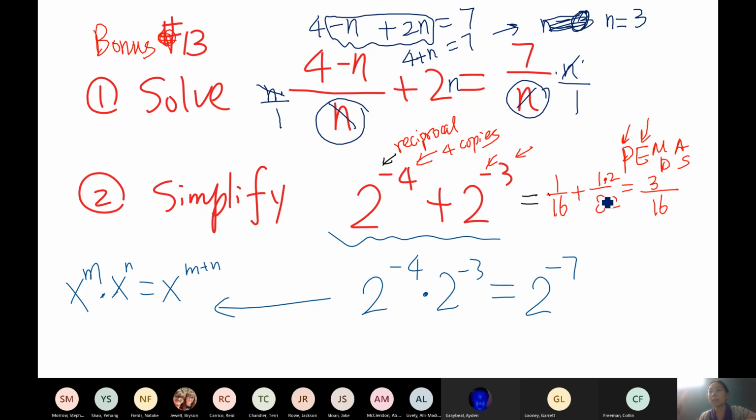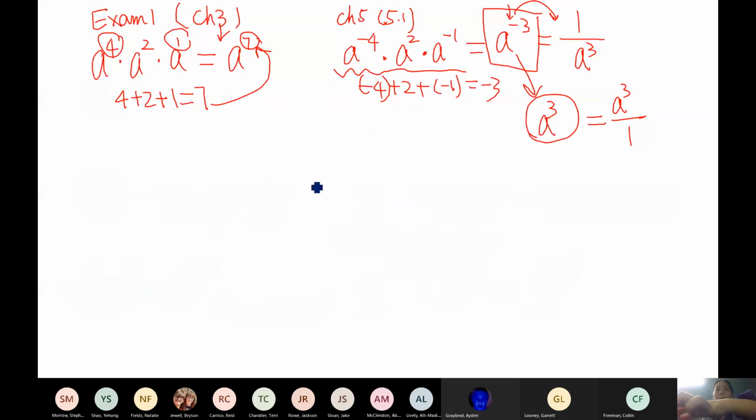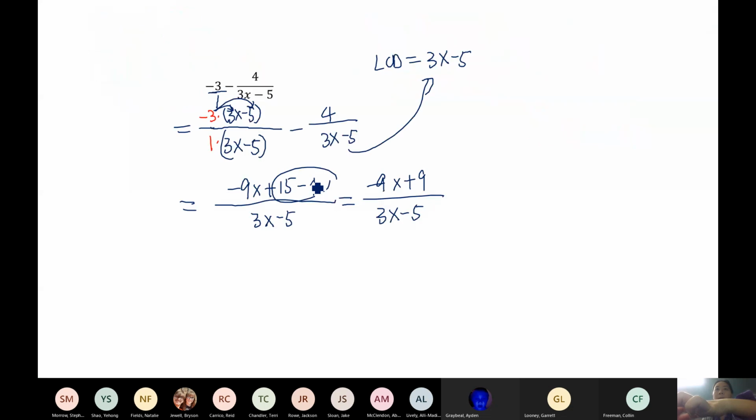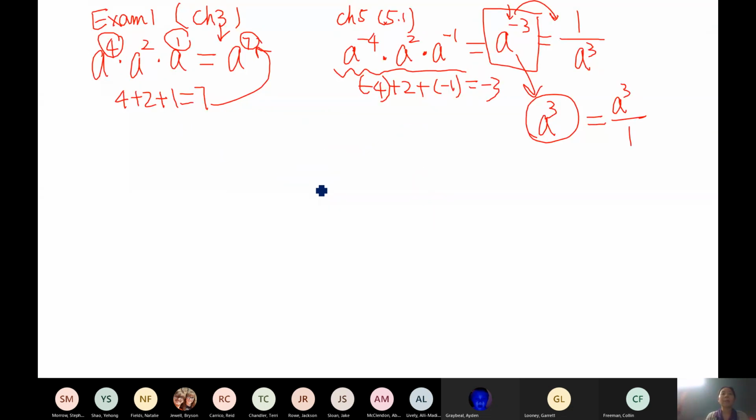Okay, so this is the bonus question we talked about last time, and now we continue to go back to review the problems we discussed. So the main thing is the definition of negative exponents in section 5.1. So negative exponent, remember, it means flip. So I give you one example here. So let's go over this one more time.